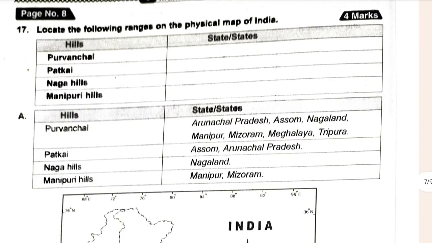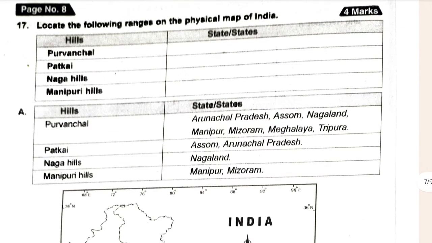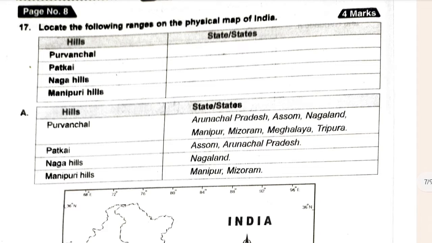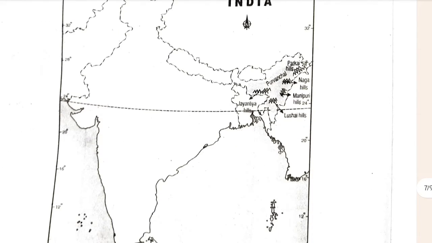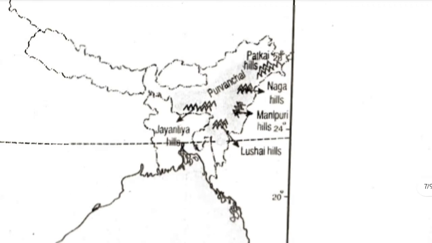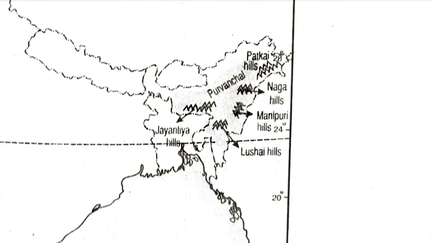Okay, so then after here is page number 9 and the question: locate the following ranges on the physical map of India. Okay, and there are some like Purvanchal, Patkai, Naga Hills, Manipur Hills. Okay now, so these are the ones given. If I zoom that one, you can see that here. Okay, so actually the clarity is not clear, something like that, okay, right?